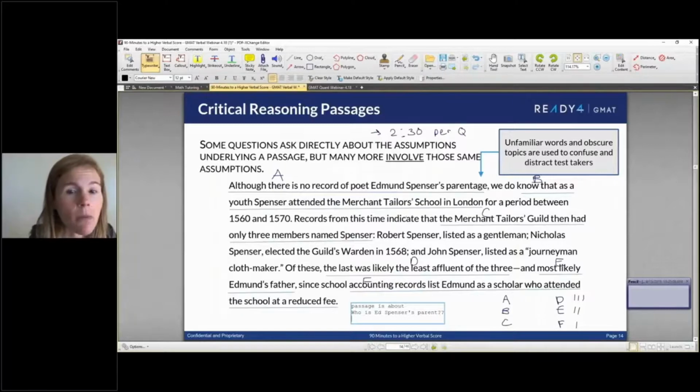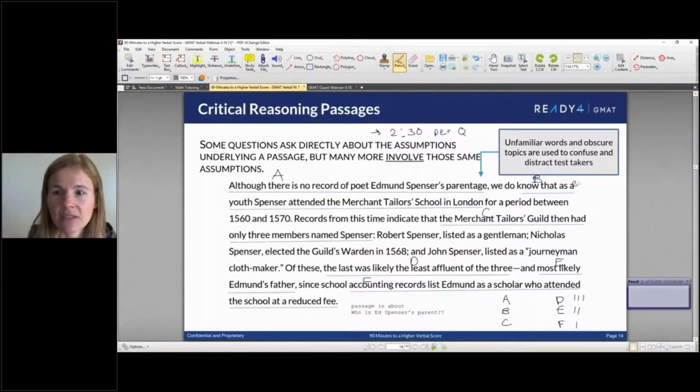Okay, so now let's go back and we get some evidence here. We know that he attended the Merchant Taylors' School. Now, is that a premise or is that evidence? That's evidence, right? Because we can't dispute that. They're telling us that he did this. This is evidence.